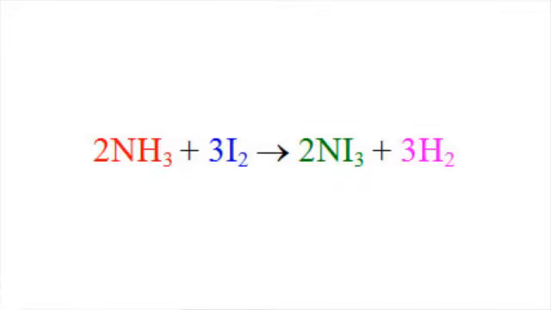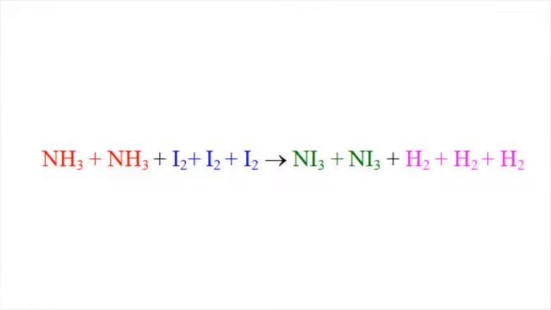Okay guys, this is super important, so pay attention. The coefficients always go in front and apply to every element in the compound. Subscripts only go with the atom to the left. Check it out. On the reactant side, we have two coefficients. The coefficients tell us there are really two NH3 molecules and three I2 molecules. On the product side of the equation, there are two NI3 molecules and three hydrogen molecules.